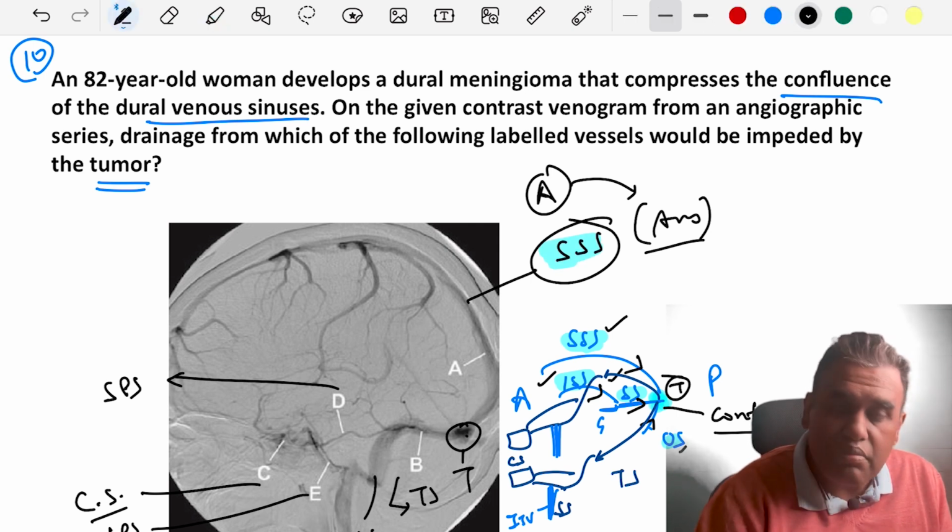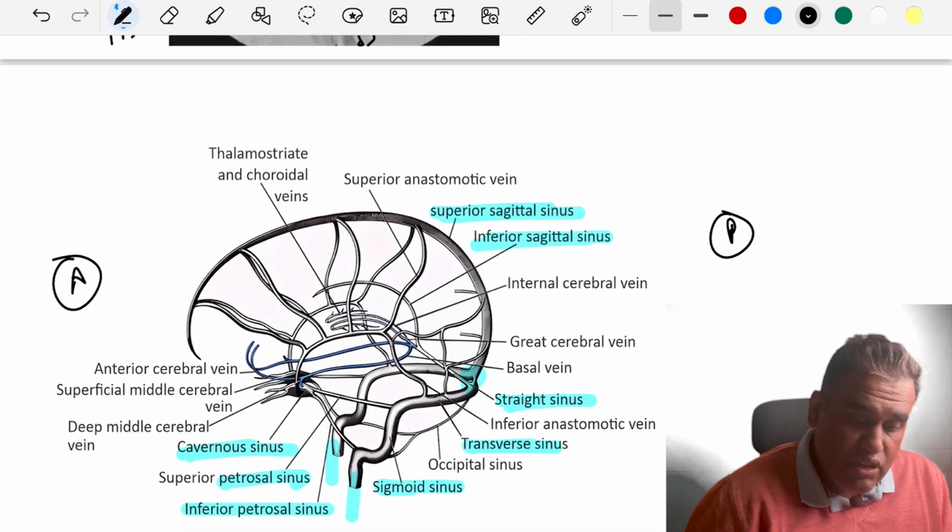Very good question. Try to remember it. Remember this image. I hope you guys are enjoying.